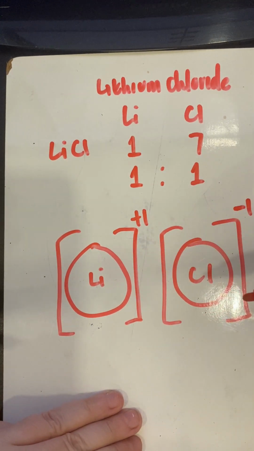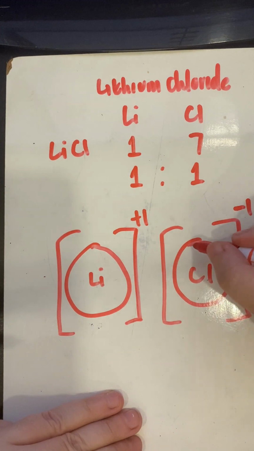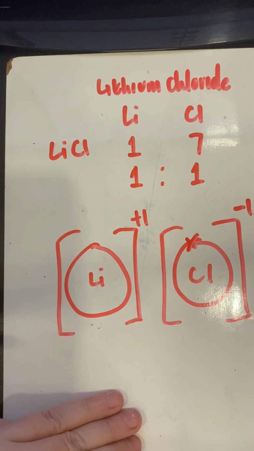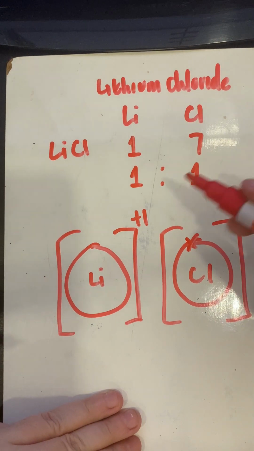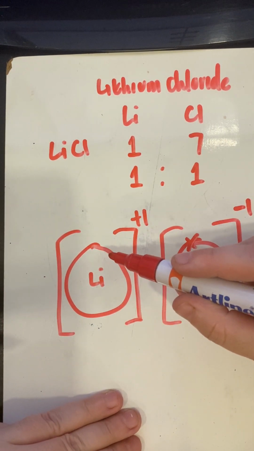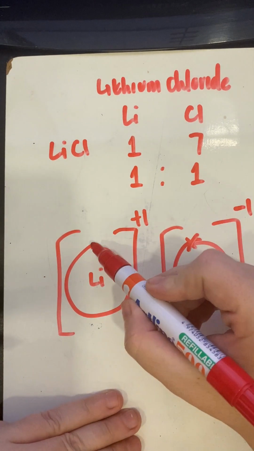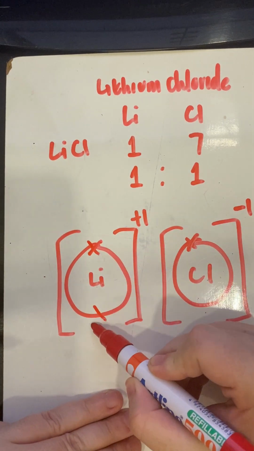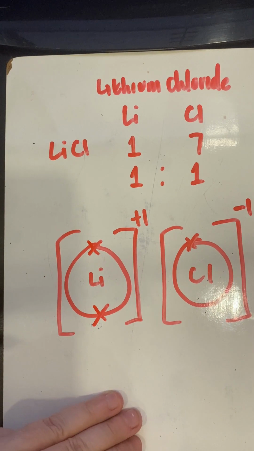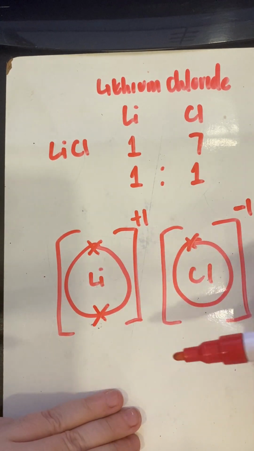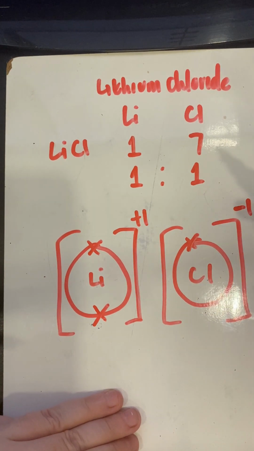Lithium has given 1 electron to chloride. I'm going to put the 1 that lithium has given away already on the chloride. I am then going to fill up lithium's outermost shell. Seeing as it's given 1 away, it's only got 2 in its outer shell. It's got a full outer shell. It's happy.